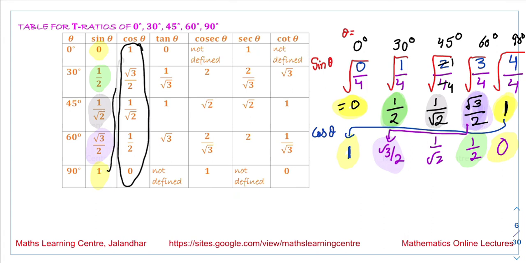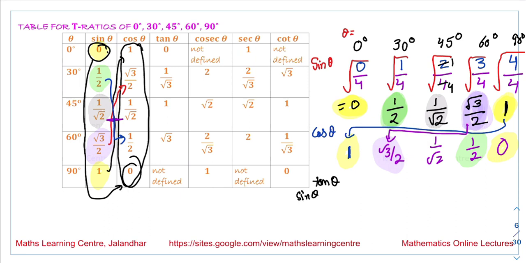We are saying this 1, it is over here. This root 3 by 2. Then it is 1 by root 2. Then the next value is 1 by 2. And the last value we are saying 0, it is over here. Now next we are calculating the values corresponding to the angle for tan of theta. So for tan theta we know the value, it is sine theta over cos theta.